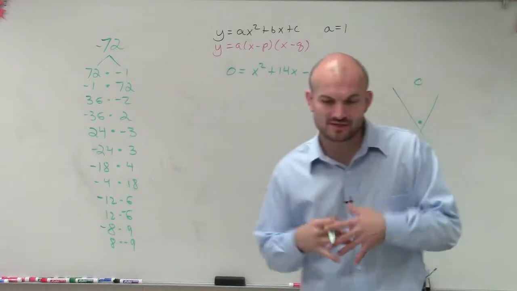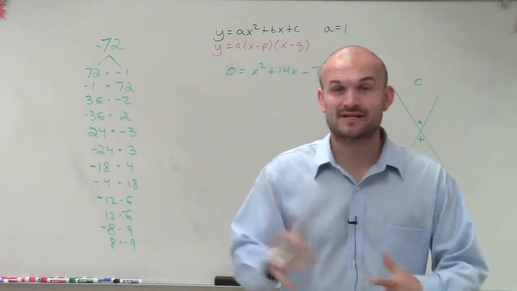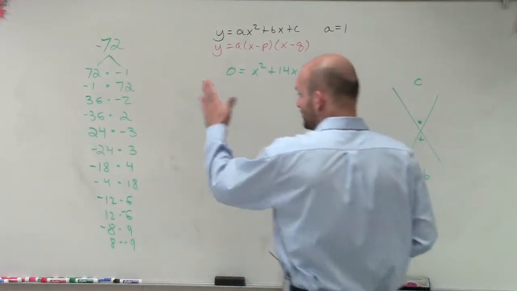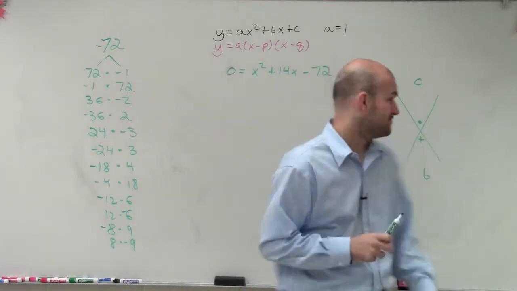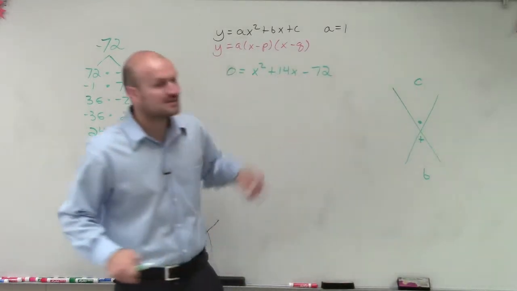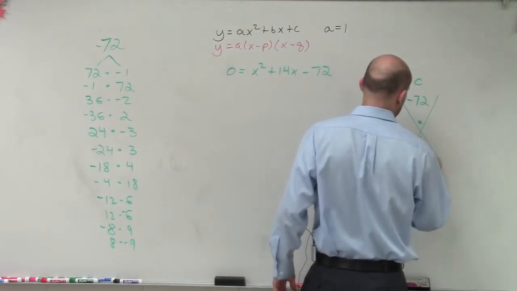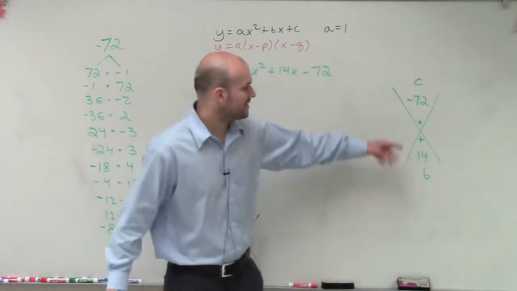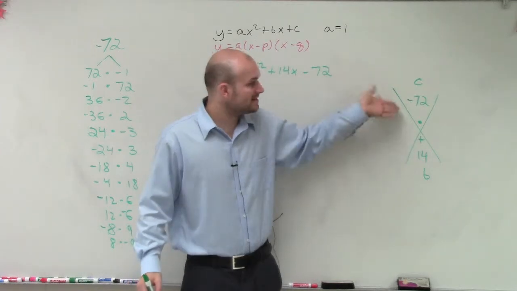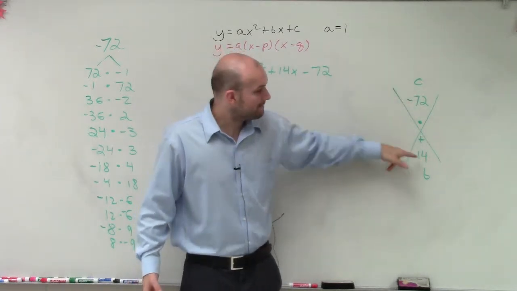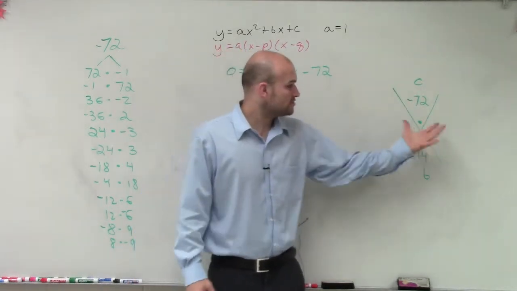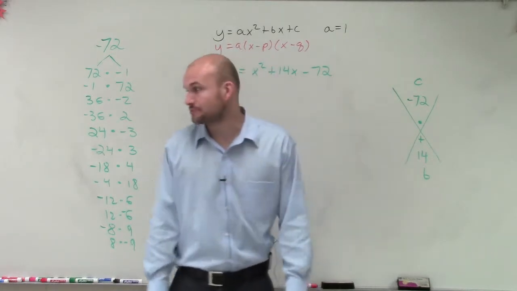And when you're doing factoring, what's so important, why you need to get a lot of extra practice, is that out of all of these factors, there's only one of them that adds up to give us a positive 14. So we write negative 72 up here, and we write positive 14 right here. And I write the multiplication and say I need to figure out what numbers multiply to give me negative 72, but then add to give me 14. Those two values are going to be my P and my Q.